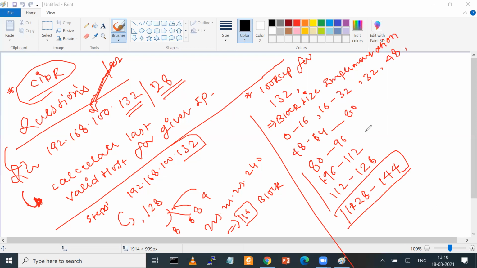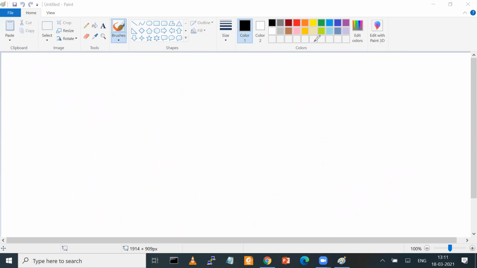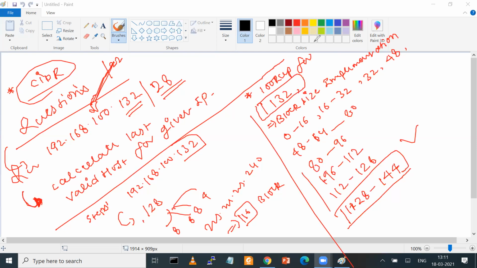So this is the way to get the block. I got the block which is 128 to 144. In this block, the given number lies. Whatever the question says, 132, it lies in this block. So I got the block where this random IP lies, in the fourth octet.